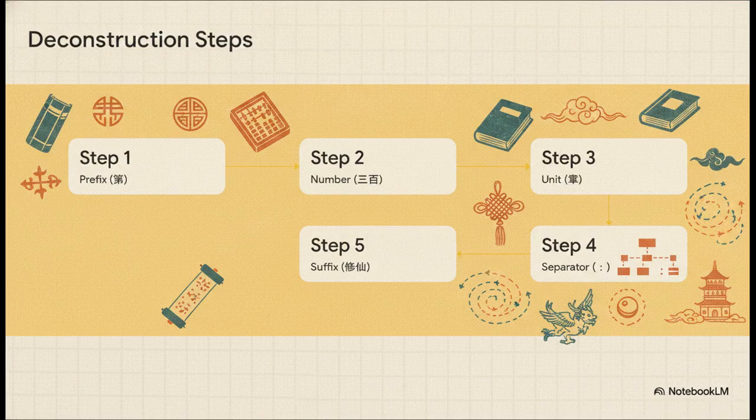Step 1 is isolating the prefix, that very first character. Step 2 is extracting the actual number that we care about, in this case 300. Step 3 identifies the unit character, which basically just means chapter. Step 4 pulls out the colon, acting as a separator. And finally, Step 5 captures the descriptive suffix, which is the actual title of the chapter itself. By slicing the string up this way, a massive formatting headache suddenly becomes a neat set of solvable, bite-sized pieces.